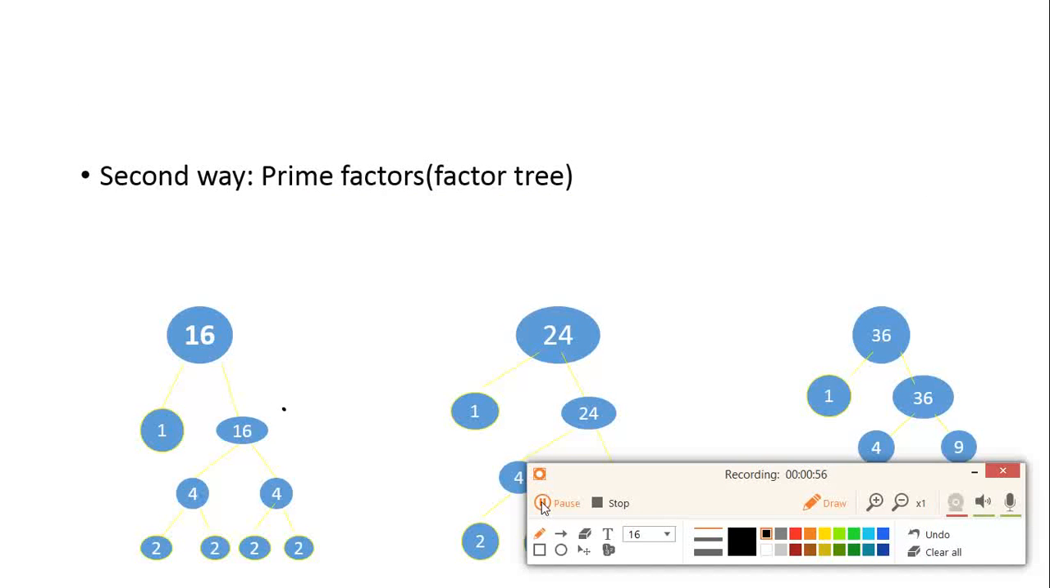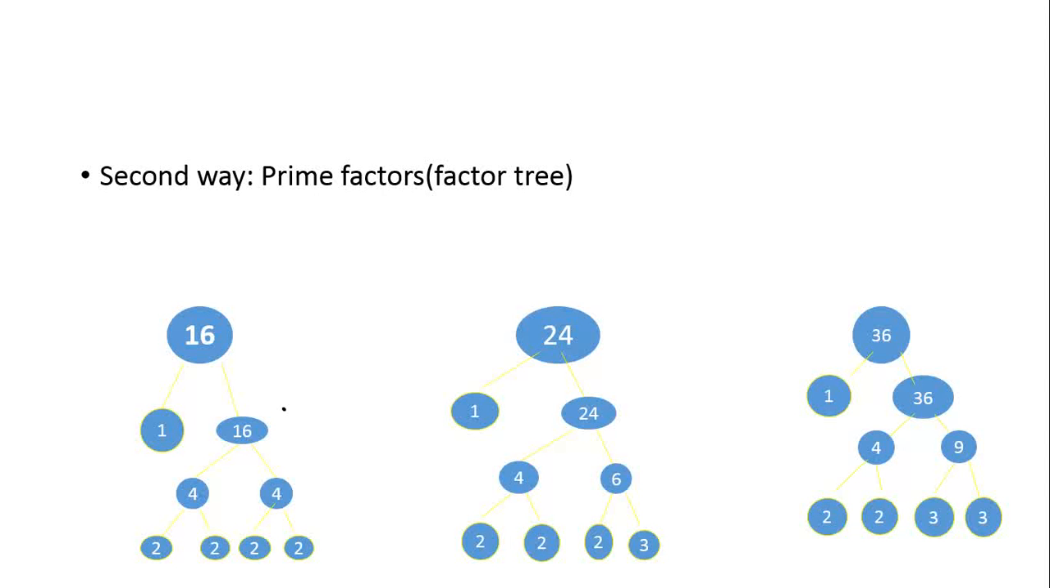So now we have a second way of finding the factors, which is the prime factor method. For 16, 1 times 16 gives us 16, and then we find the factors for 16, which is 4 times 4, and then we find the factors for 4 and 4, which is 2 times 2 and 2 times 2. Now 24 is 1 times 24, and then we find the factors for 24, which is 4 times 6, and the factor for 4 is 2 times 2, and the 6 is 2 times 3.